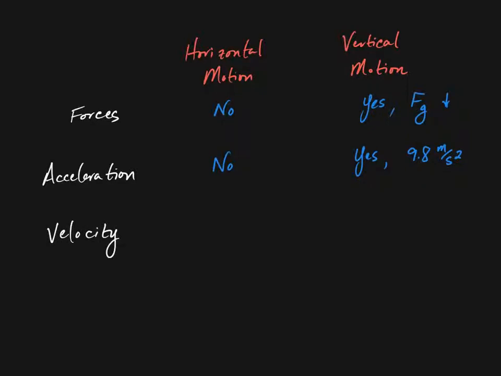The last thing here, and this kind of goes along with acceleration, is our velocity. Well, we said in the horizontal motion that we have no acceleration, so therefore our velocity is constant. However, in the vertical motion, we said that we had acceleration. So obviously, our velocity in the vertical motion is changing. And how much is it changing by? Well, it's changing by 9.8 meters per second each second.